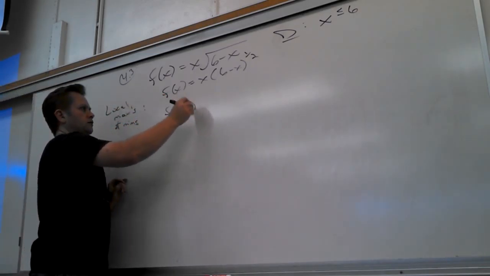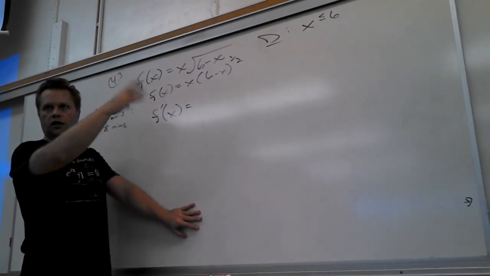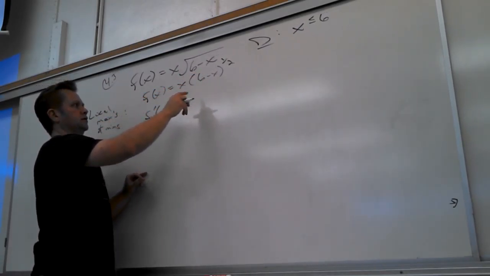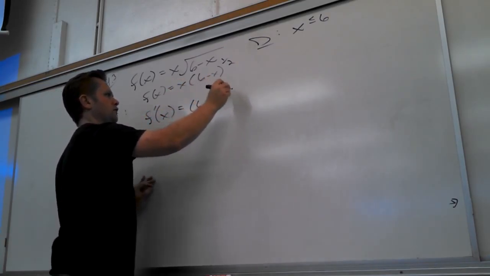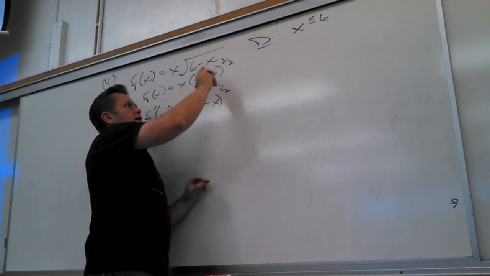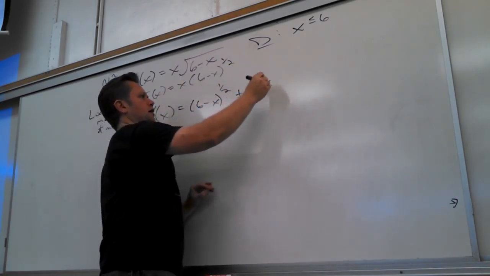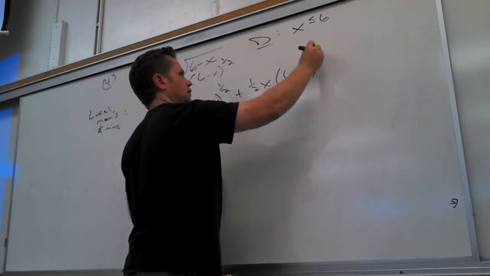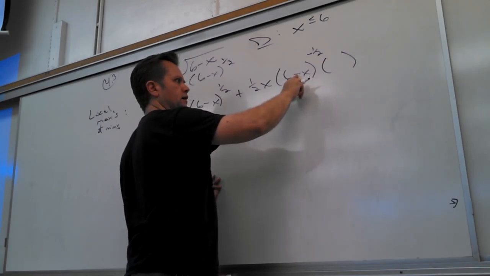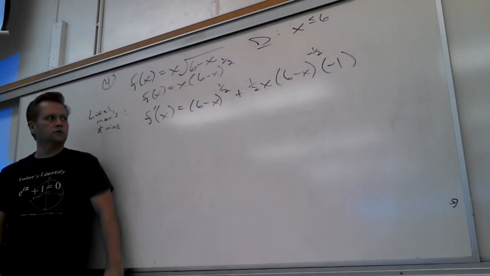So how do I do this guy's derivative? What do I have to use? Product. Good, product and then chain eventually, but the main thing is product. So you got to use product. 6 minus x to the 1/2, plus 1/2 x times 6 minus x to the negative 1/2. The 1/2 comes down in front of the x, and the inside is negative 1. Good. Let me stop there for a second.